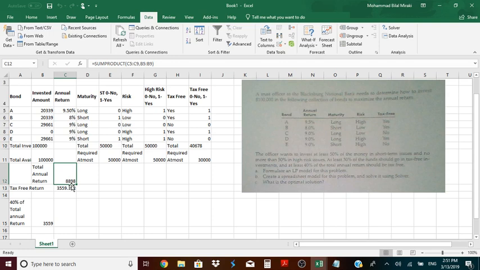$8,898 annually, from which the tax-free return would be this much, the amount that we have invested on tax-free bonds, and the total 40% of this amount is tax-free, which is $3,559. And the total amount that we have invested on tax-free bonds is 40,678. Similarly, 50,000 on high risks and 50,000 on short-term investments.